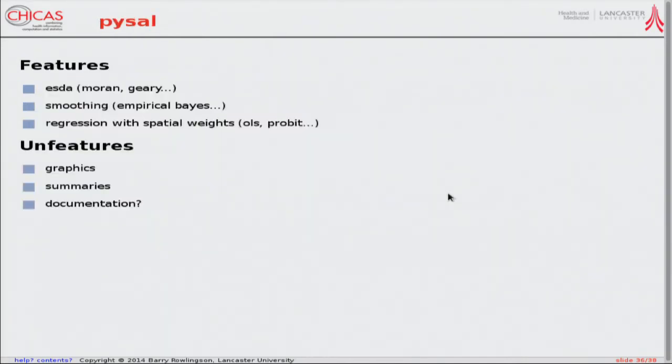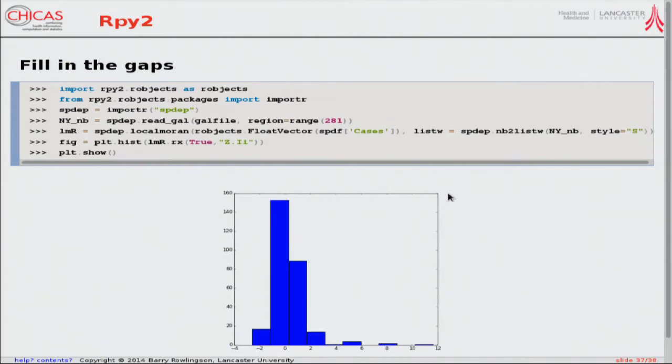And it does also the smoothing, like the empirical Bayes stuff, and it does spatial regression. It doesn't really have any graphics or any summaries or very good documentation, and that's fairly common with a lot of this spatial stuff that I discovered in Python. So you've got to fill in the gaps somehow, and this is where my no-R way falls apart.